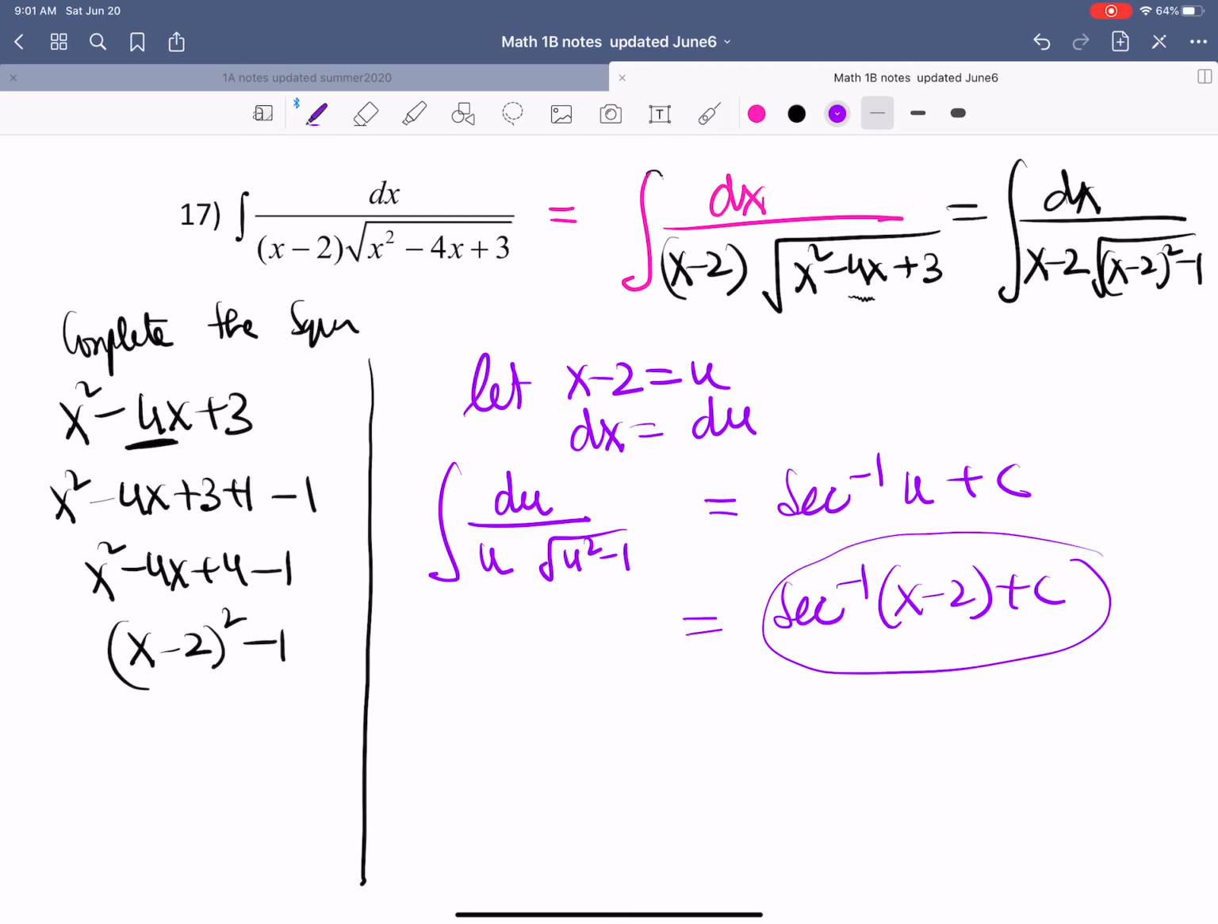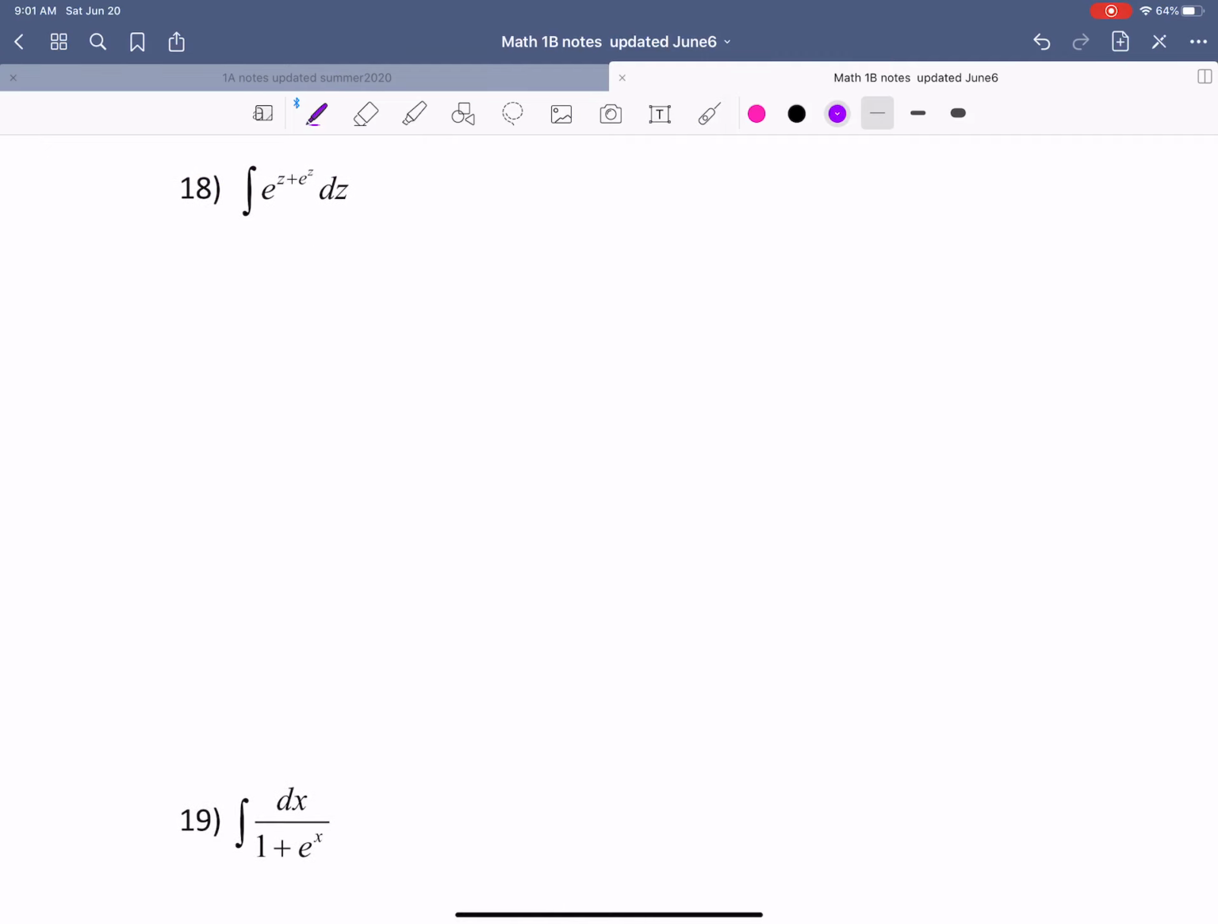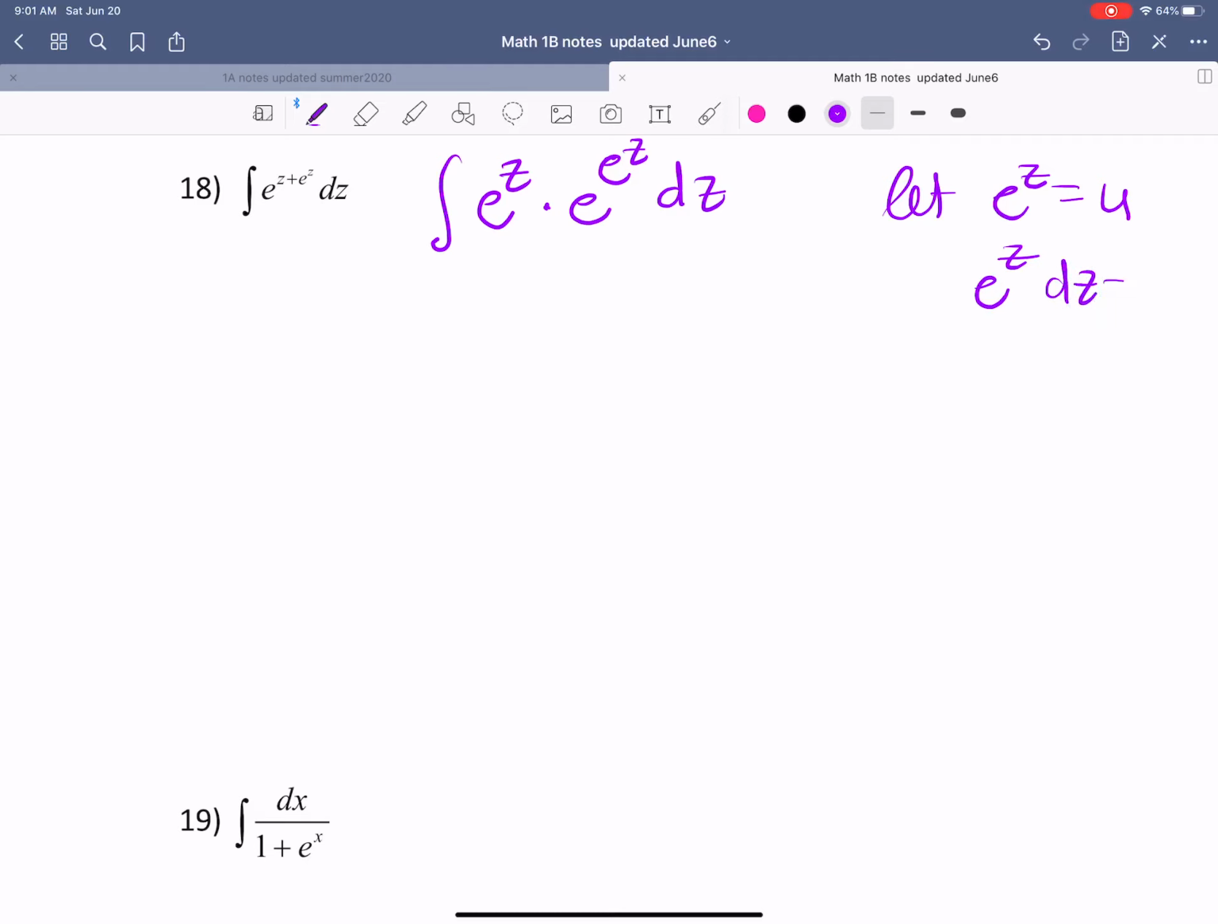Okay, next we have, let's see, this was number 17, and then we have number 18. All right, this one, let's go ahead and separate e to the power z times e to the power z dz. If I let e to the power z as u, then e to the power z dz is du, right? So if I call this little piece u, then this whole thing would become my du. So I'm left with e to the power u du.